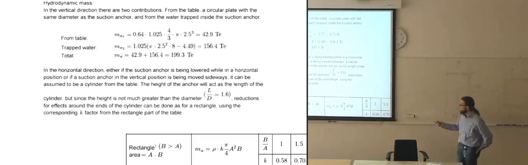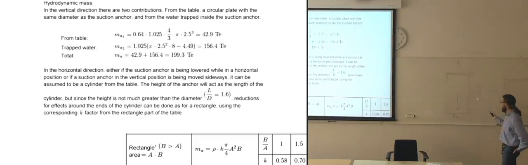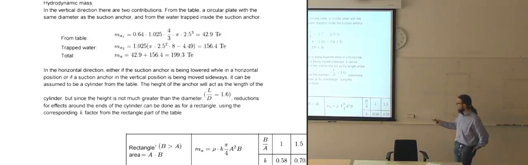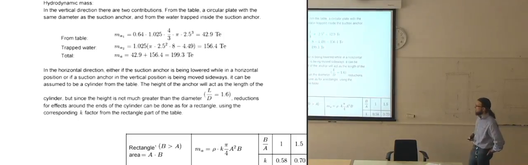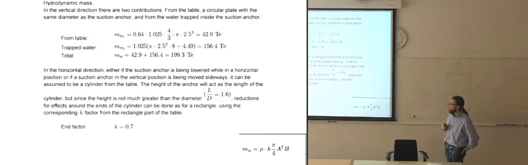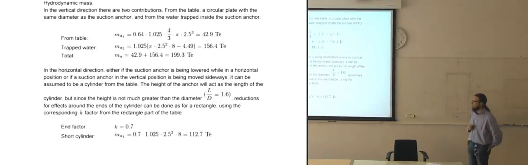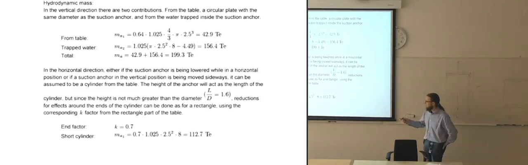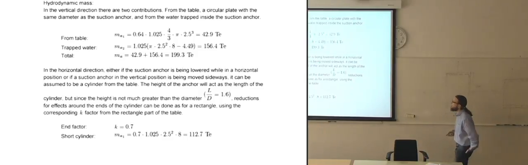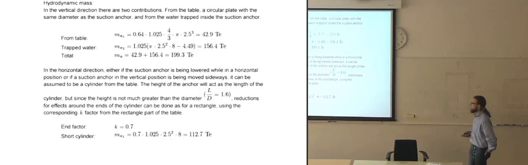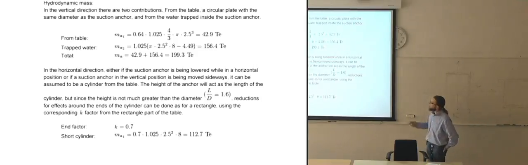So then we look at this one, and if we do 8 divided by 5, we end up fairly close to 1.5, so that we get 0.7 as our K value in this case. So we're going to put in the K value of 0.7. And we get this added mass for the short cylinder, so 112 tons. So it's a bit more actually than if we look at the straight up and down one.